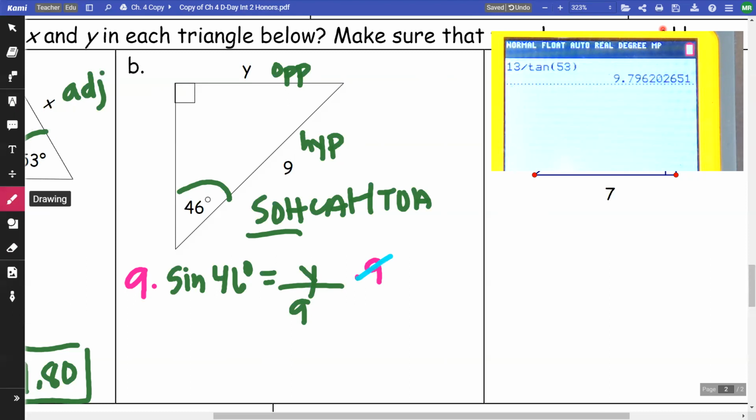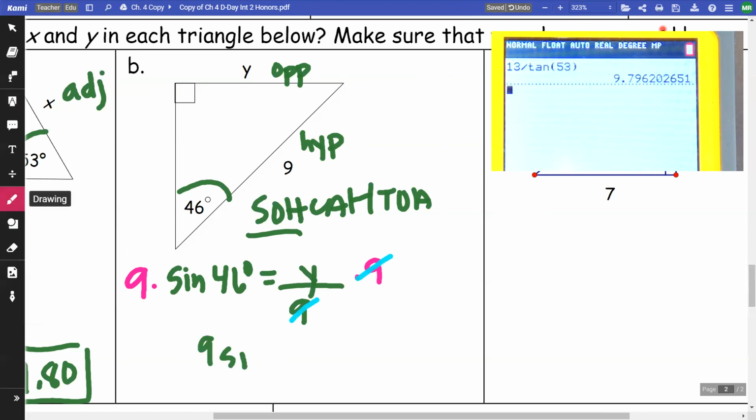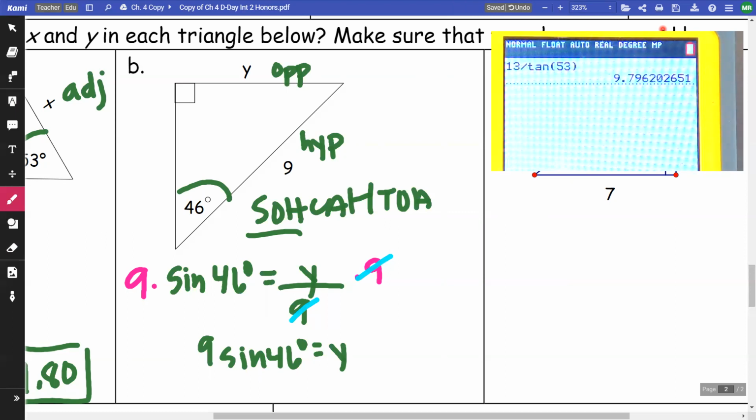And that's going to make those cancel out. And so I'm going to have 9 sine of 46 degrees equals y. I'm going to put it into my calculator. Let this focus a little more. So 9 sine of 46 degrees, and I end up with 6.47 as my answer.